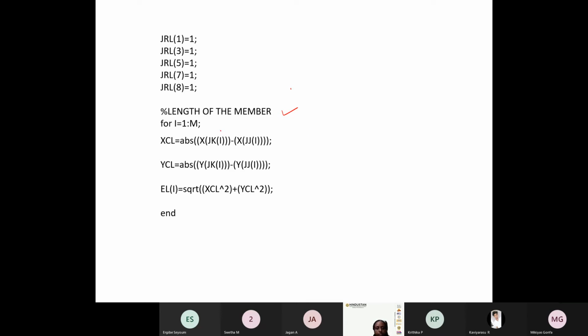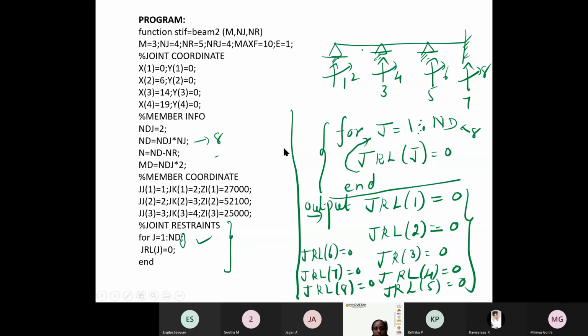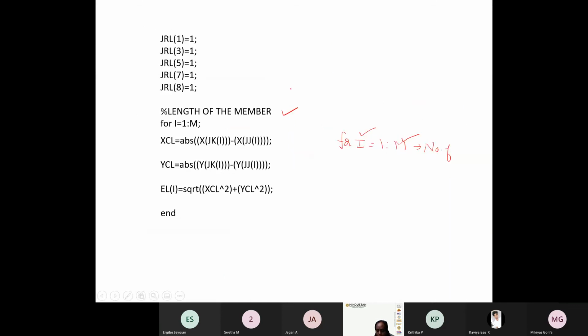Then the length of the member has to be calculated for i is equal to 1 to m. You can take any notation. You can take z also. For z is equal to 1 to m, you calculate something, it will calculate. But m is the number of members. Initially, the first line we have defined is the number of members. So m is the number of members.